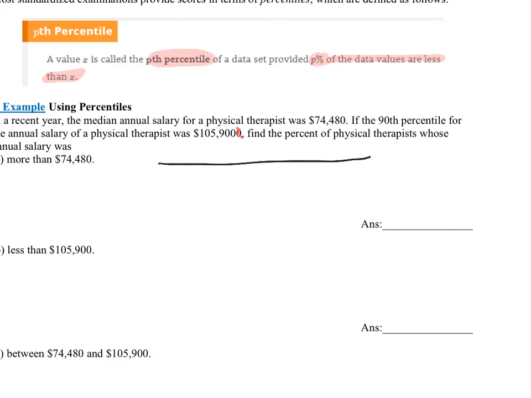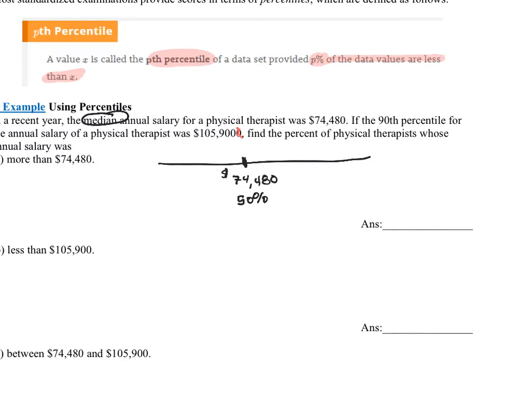We know that the median was 74,480. And I want to really emphasize the fact that this says median, because what do we know about median? Median is not the average. Median is the dead center. That means it's in the middle of the data. It is the 50th percentile. So 50% of the people make below 74,480 and 50% of the people make above 74,480.